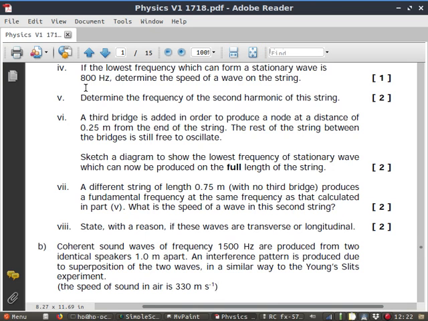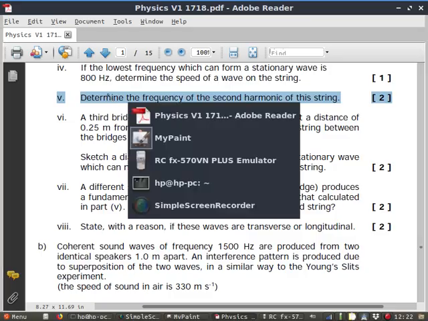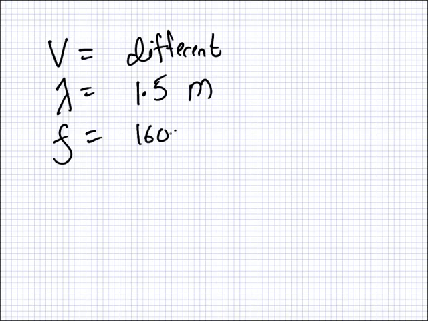What was the answer for part 5? 1600? Part 5, 1600? Yeah, 1600. Easy peasy. What's the V?